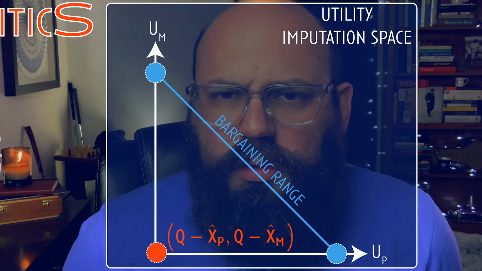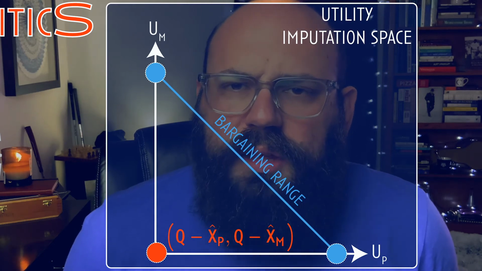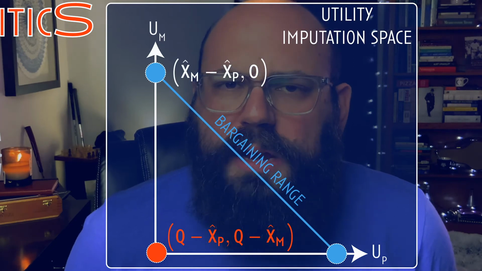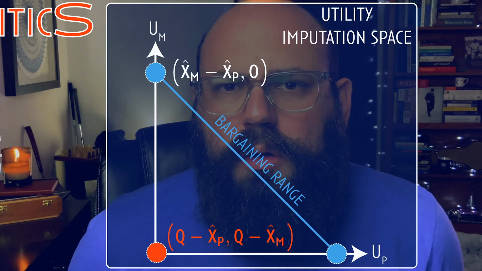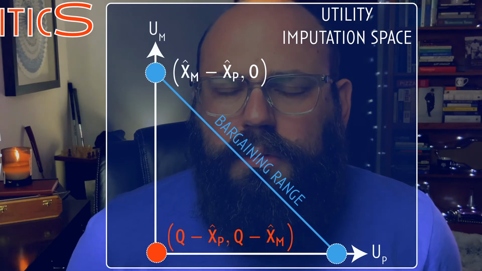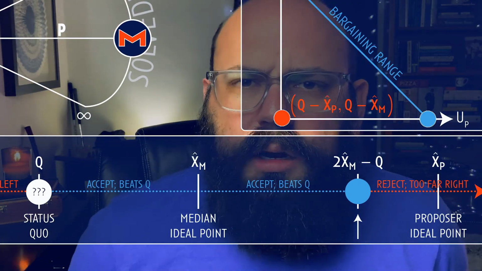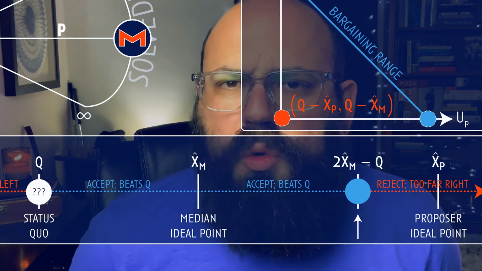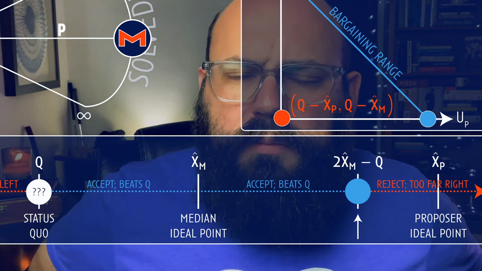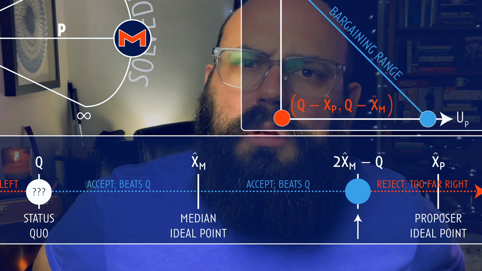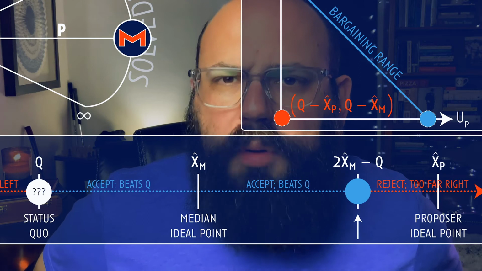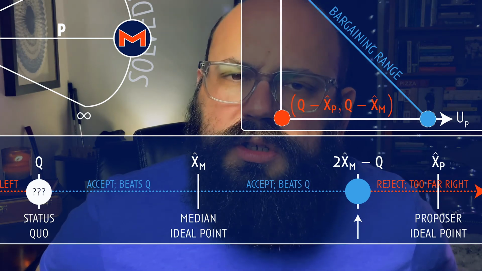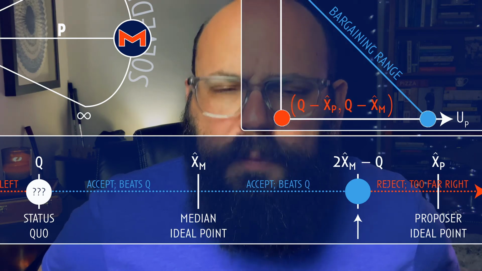Well, we know that the way that the game was written down, setting things at exactly the median makes the median very happy, but it still benefits the proposer too. So that's a win-win. In fact, anything strictly to the right of Q is a win-win, so long as it isn't to the right of 2M minus Q. So long as we're moderate around the median ideal point, there's a lot of win-win possibilities here. Okay? So there's a bargaining range that emerges between the median voter and the proposer.